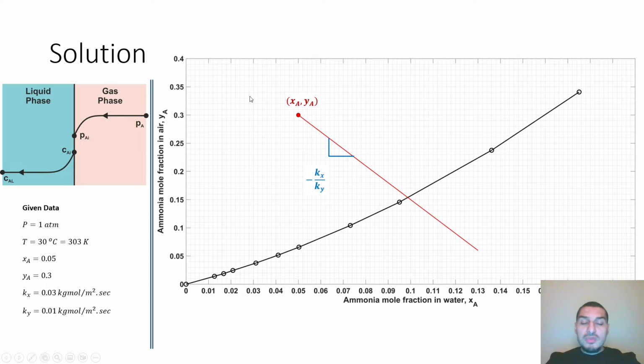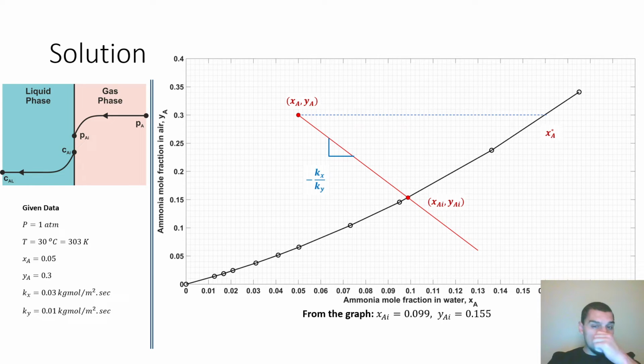Anyway, so the intersection of this line and this equilibrium curve is gonna be the interfacial concentrations, which is x interface 0.099 and y interface 0.155. So these are the interfacial mole fractions.